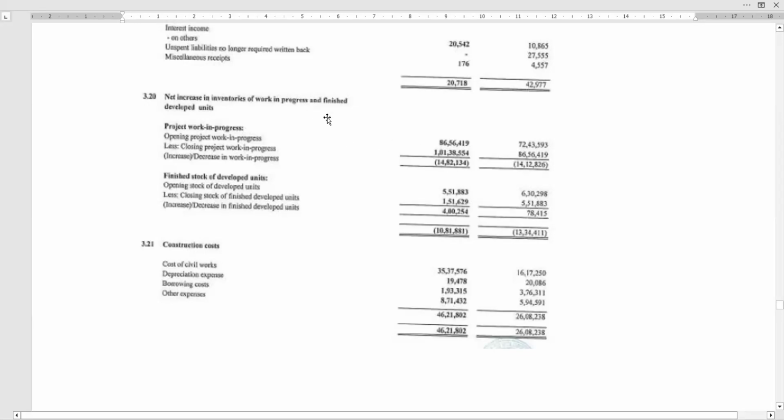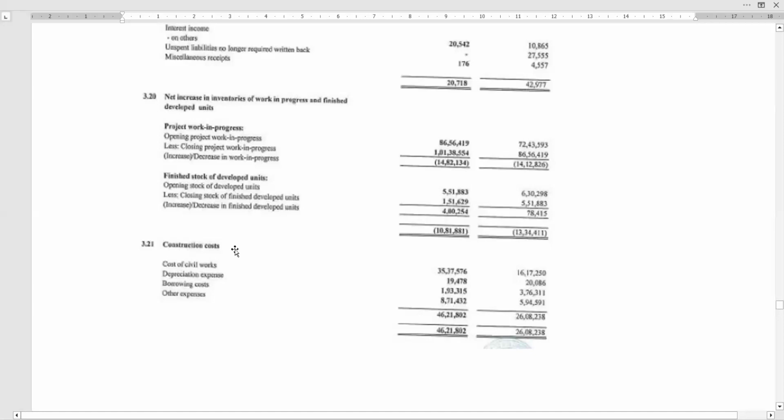Okay, sir, we are talking about expense and why we are saying negative? Yeah, because 14 lakh value has been increased during the year. Okay, opening minus closing, this is the increase in work in progress. So this much cost I am transferring from the current year expense to inventories, that is balance sheet.